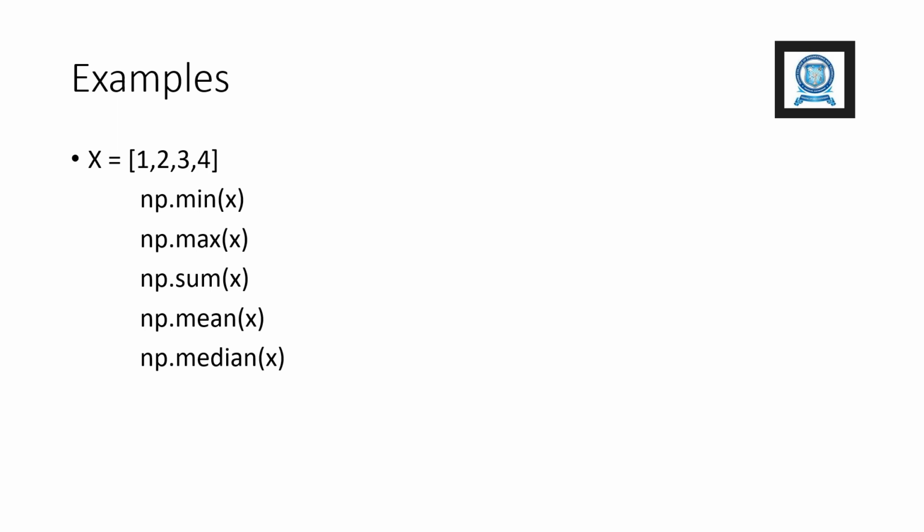np.sum of X. This statement will add all the elements in the given array and the output will be printed. np.mean of X. This finds the mean value of all the elements in the X array. np.median of X. This statement performs the median function for the entire array X.